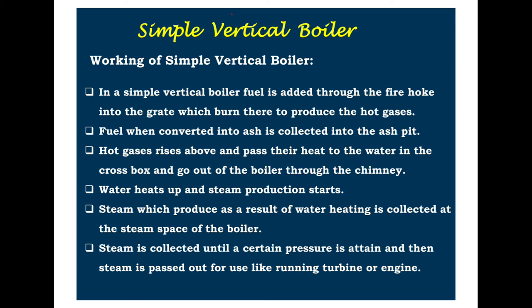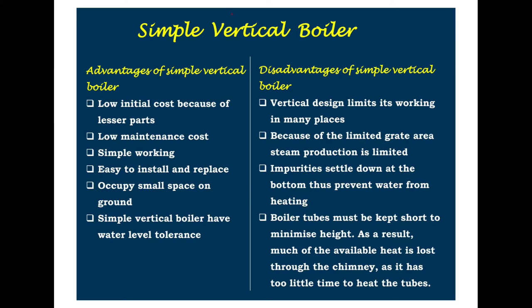Now the working of a simple vertical boiler: fuel is added through the fire hole onto the grate, where it burns to produce the hot gases. Fuel when converted into ash is collected in the ash pit. Hot gases rise above and pass their heat to the water in the cross tubes and go out of the boiler through the chimney. Water heats up and steam production starts. Steam is collected until a certain pressure is attained, and then steam is passed out for use, like running a turbine or engine.